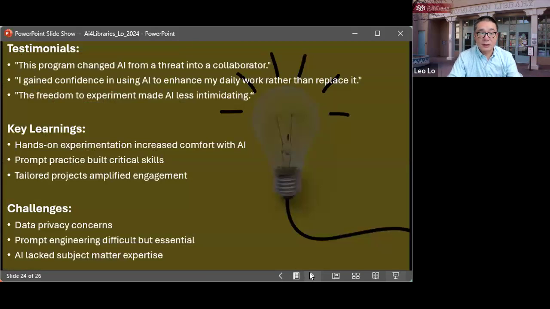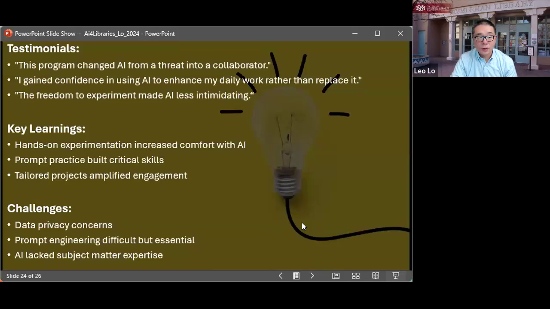And here are some of the testimonials of what people said after the program. This program changed AI from a threat into a collaborator. I gained confidence in using AI to enhance my daily work rather than replace it. The freedom to experiment made AI less intimidating. Key learnings: hands-on experimentation increased comfort with AI, prompt practice builds critical skills, and tailored projects amplify engagement.